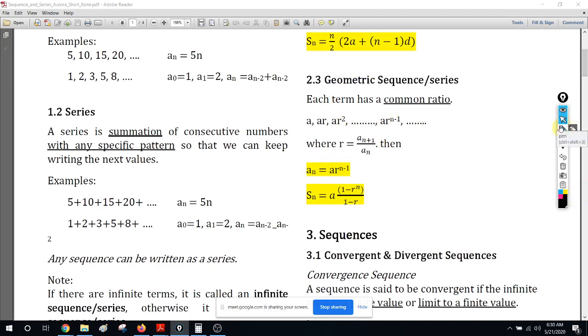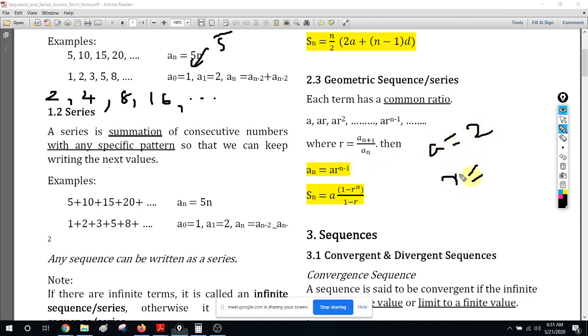Anyway, let's take just one example if you want. For example, if I have 2, 4, 8, 16. Of course, if they ask what is the 5th term, you know that is 32. But now let's use the formula. a equals 2, and r in this case also equals 2. Then a5 equals a times r to the power n minus 1, that is 2 times 2 to the power 5 minus 1, which is 4. So we know that it is 2 to the power 5, which is 32.